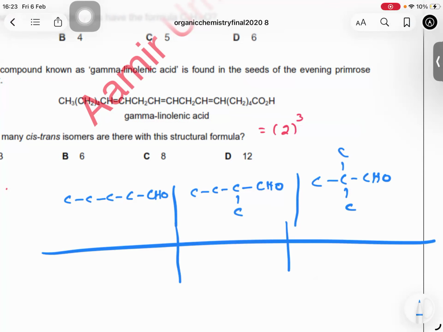Now CHO's position is not possible to change. 1, 2, 3, 4. And then see here, and then one more with CHO at the end. No, if you make it an end, it's going to be this one again. 1, 2, 3, 4.